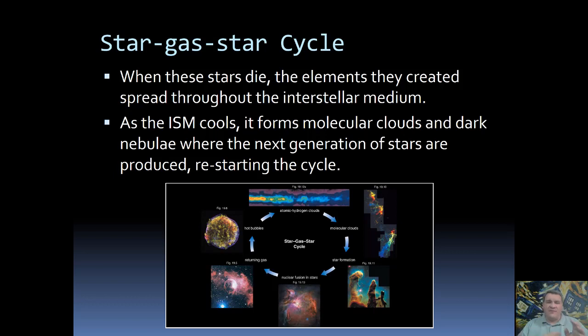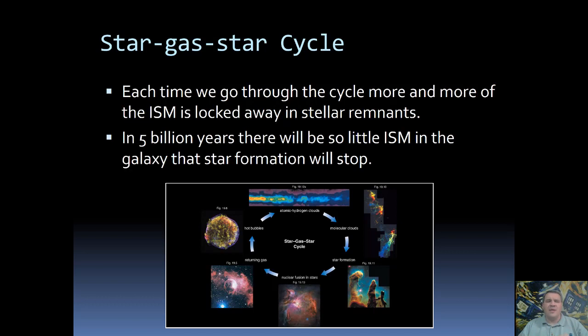Every time we go through this cycle, this means we're going to increase the amount of metals. So the very first generation of stars should have only hydrogen and helium. The next generation of stars should have hydrogen and helium and a little bit of metal. The next generation will have hydrogen and helium and a little bit more metals, and so on. So we're slowly processing, converting hydrogen and helium into heavier and heavier elements through fusion in stars.